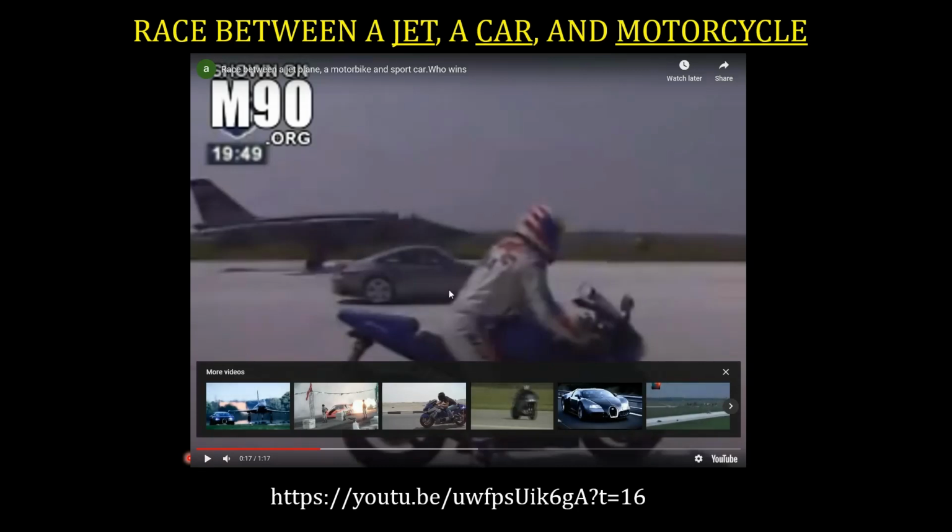Okay, so we have a motorcycle, looks like a bullet bike style, a car, I believe that's a Porsche, and a jet. Which one do you think is going to win the race? Let's check it out.